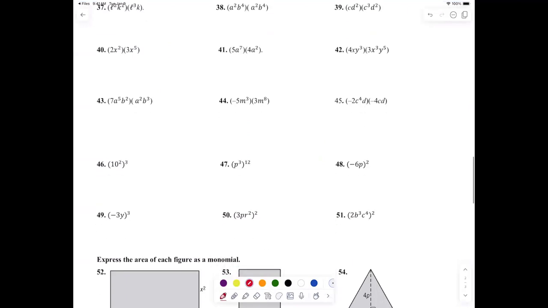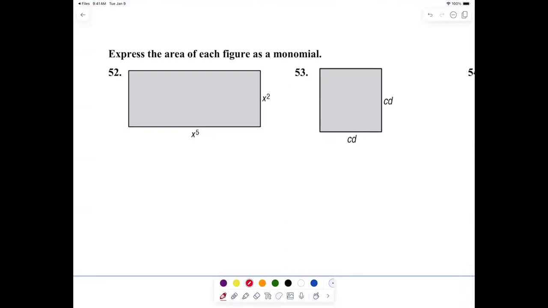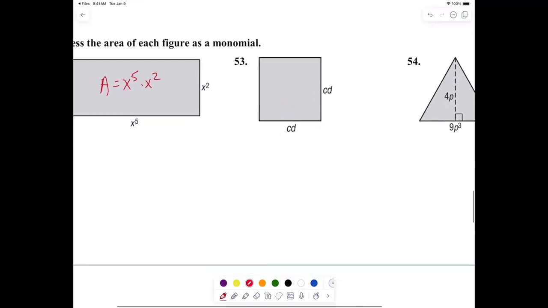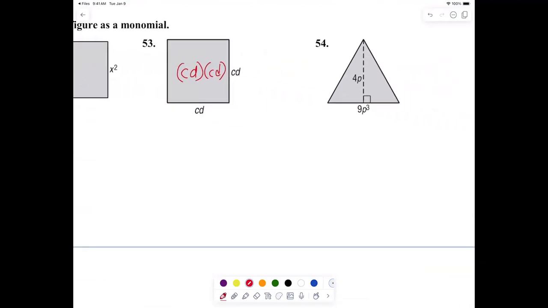All right, the rest. Let's come down here just to review. How do I find the area of a rectangle? Yeah, so it'd be x to the 5th times x squared. How do I find the area of this square? CD times CD or CD squared. What's the formula for area of a triangle? 1/2 base times height. So A equals 1/2 times 9p cubed times 4p. Work that problem out. All right, that's your homework, guys.